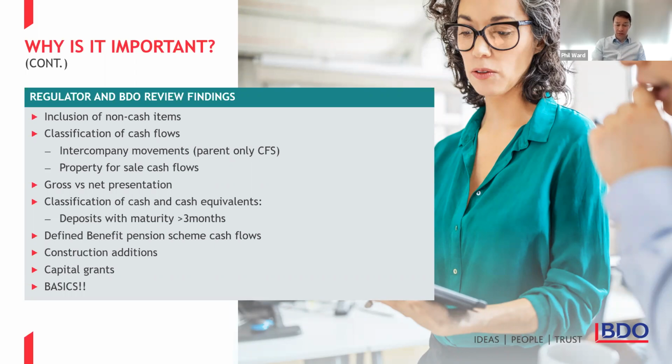In social housing specifically, there are instances of property for sale cash flows being presented as investing activities. This is an operating activity deriving from your principal revenue producing activities. So that'd be a misclassification if it's shown as an investing activity.